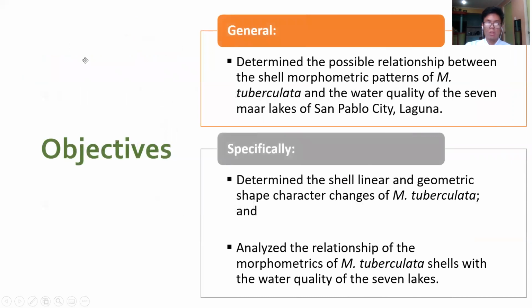So from there, I established my objectives with the help of my thesis advisor. Generally, it determined the possible relationship between the shell morphometric patterns of M. tuberculata and the water quality of the 7 Mar lakes of San Pablo City, Laguna. It specifically determined the shell linear and geometric shape character changes of M. tuberculata, and lastly, analyzed the relationship of the morphometrics of M. tuberculata shells with the water quality of the 7 lakes.